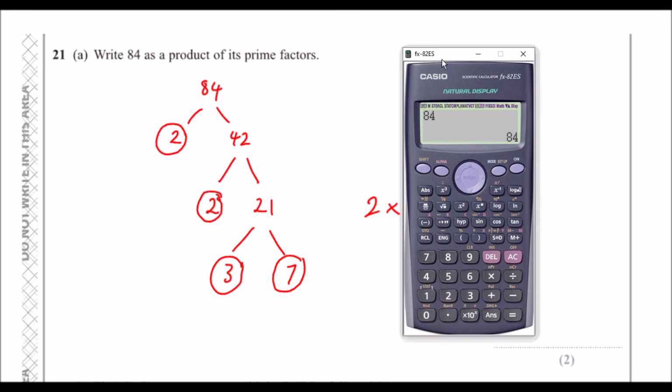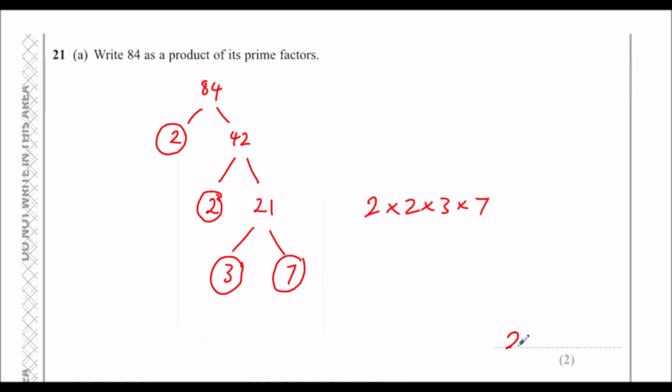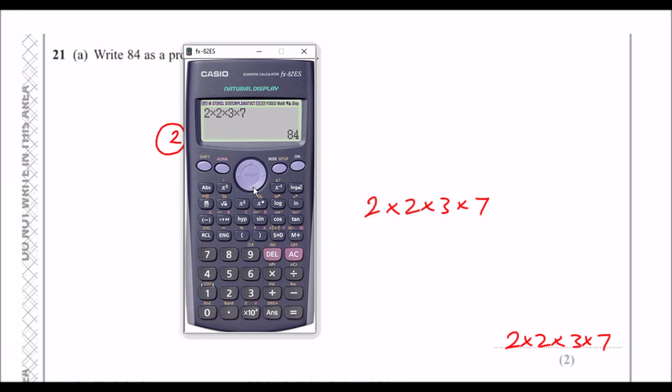And I'll check my answer. 2 times 2 times 3 times 7 is 84. We could write that as 2 squared times 3 times 7. They both mean the same thing. You get 84.